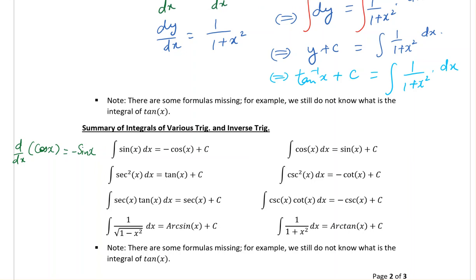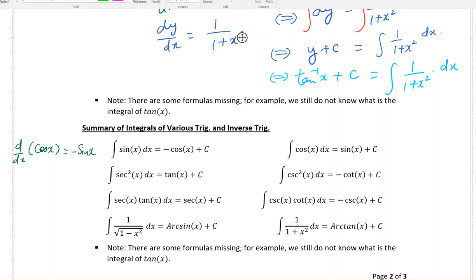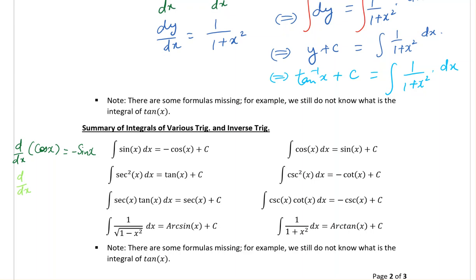Similarly, if we think about the integral of secant square x dx, where does this come from? Earlier we learned that the derivative of tangent x is equal to secant square x. Similarly, for the next one, the related formula in the case of derivatives is the derivative of secant x is equal to secant x tan x.